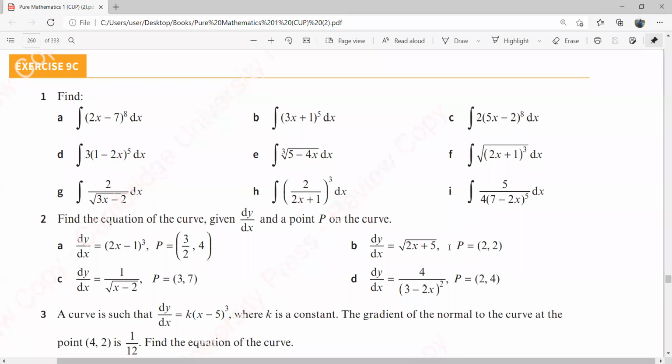Okay, guys, we are on to the second technique of integration. The first technique of integration that you have already covered had the rule that the integral of x to the power n is x to the power n plus 1 over n plus 1 plus c. That is your first technique of integration.